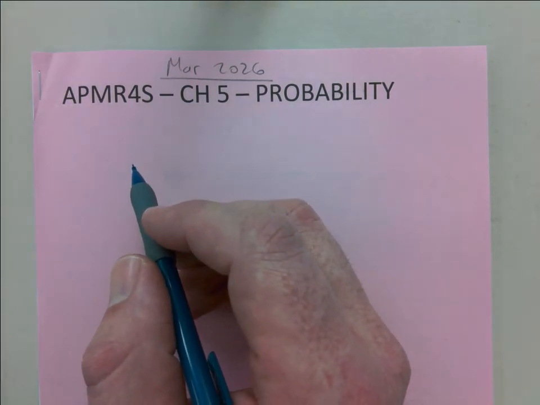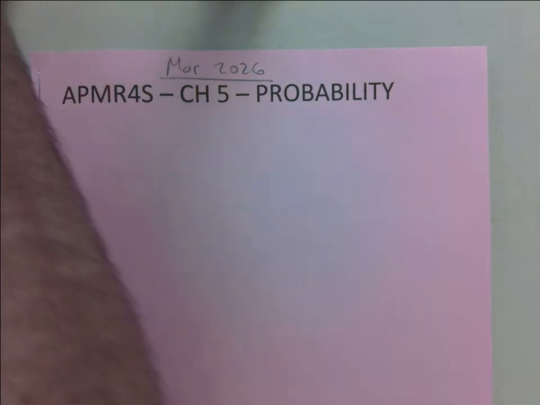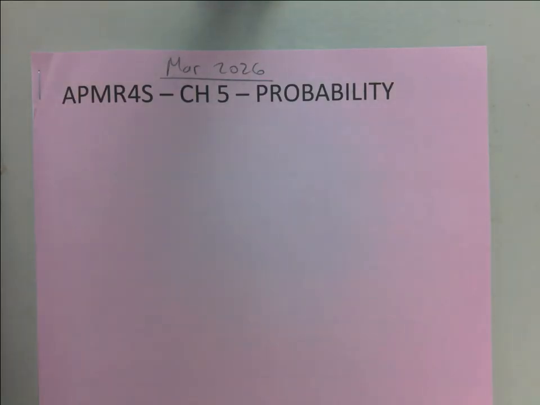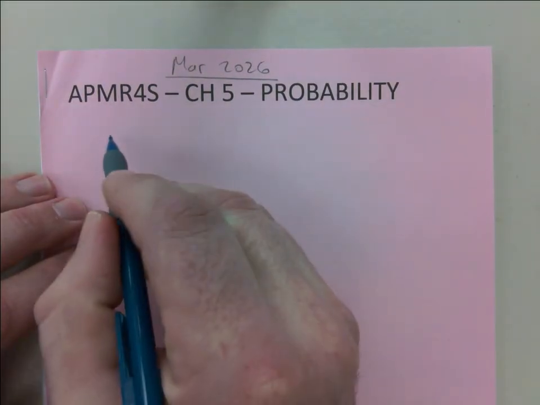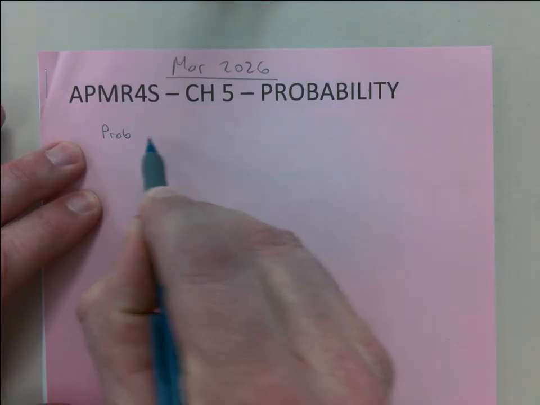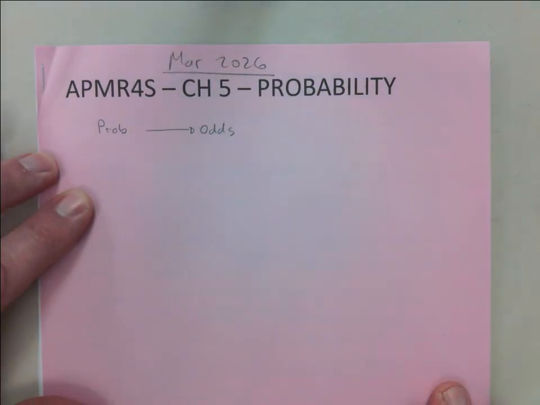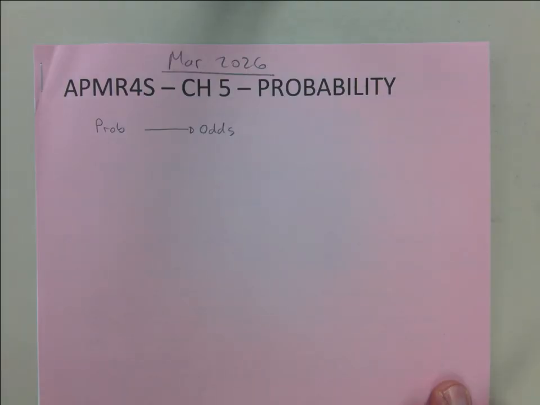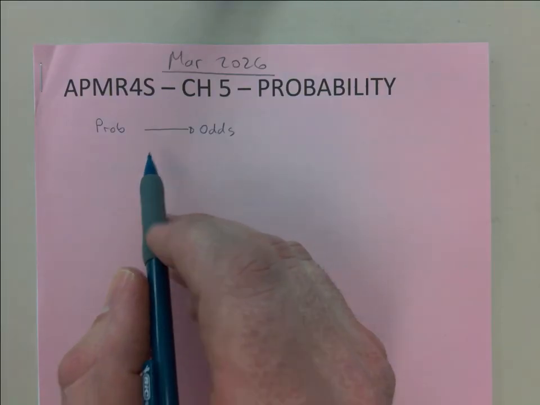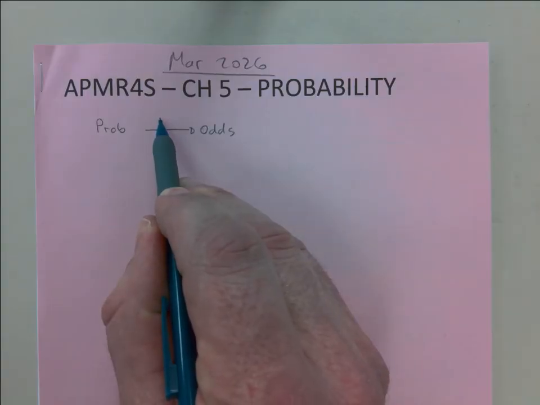So I need you to have this on the front somewhere. Let me just quickly, I need you to be able to go from probability to odds. I need you to be able to go from probability to odds. And what I tell my students is that to go from probability to odds, you will have to subtract.